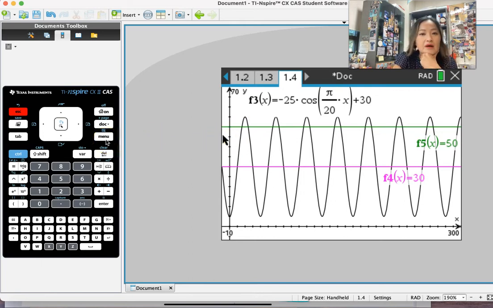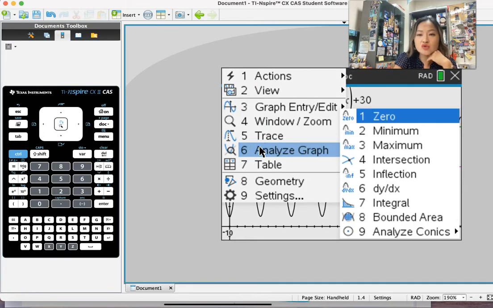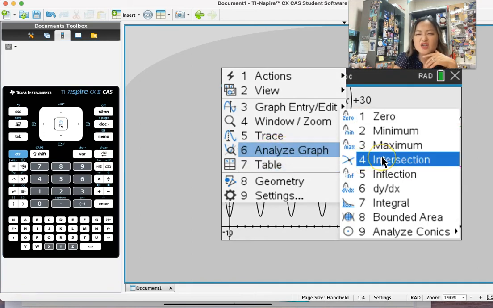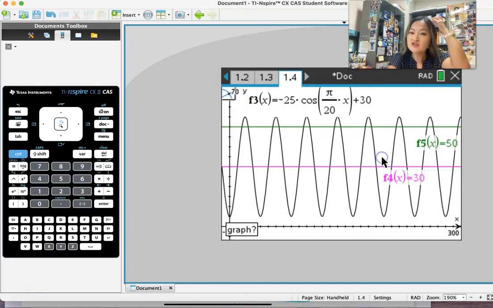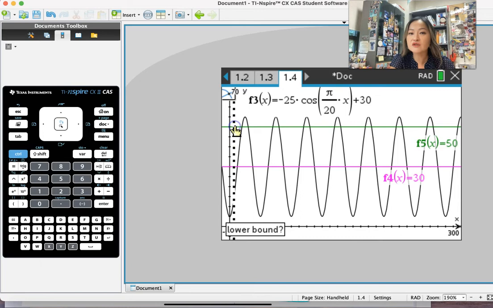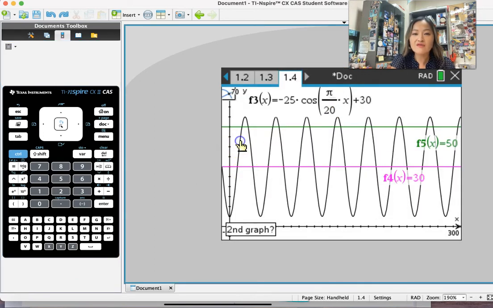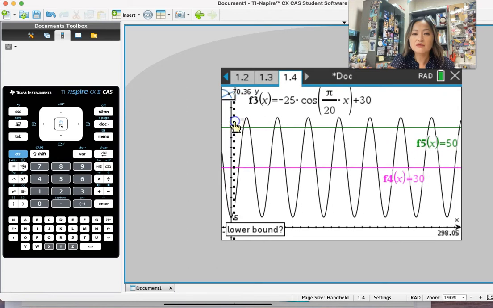So you're going to go like this. Are you ready? You're going to go to menu, analyze, and you're going to go to, oh yeah, it is intersection. But you're going to hit the graph. You're going to hit this cosine graph, and you're going to hit this graph here. So lower bound is, oh, what happened? Sorry about that. You're going to go menu, analyze graph, intersection, and you're going to go graph 1 and graph 2. And you're going to go lower bound, and then upper bound. That's the first time it hits 50.